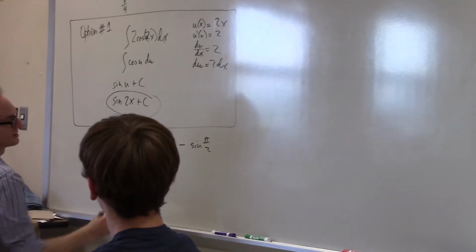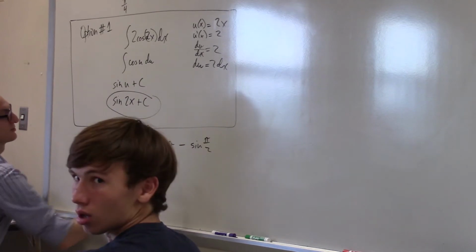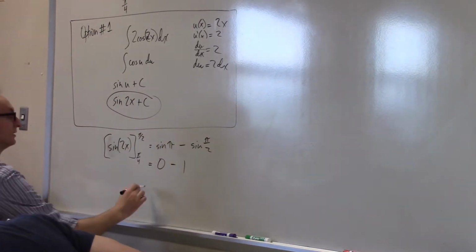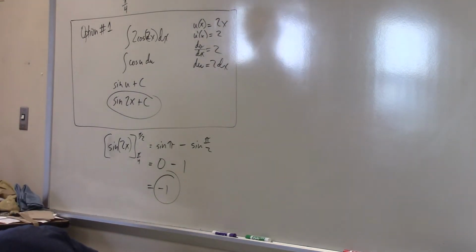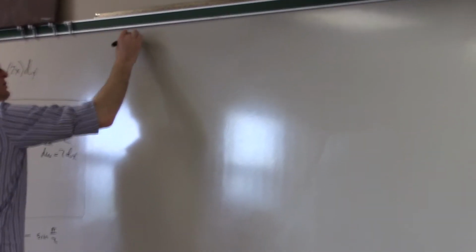So sine of pi is 0 and sine of pi over 2 is 1. Do you guys get -1 as your answer? Yeah. Okay. All right. So congratulations. That worked out fine. Everyone's happy except for me, because I like option 2.